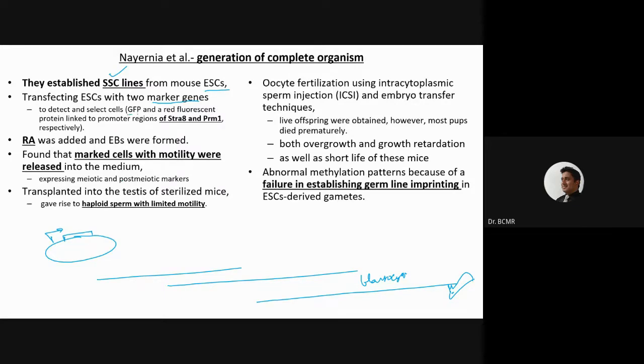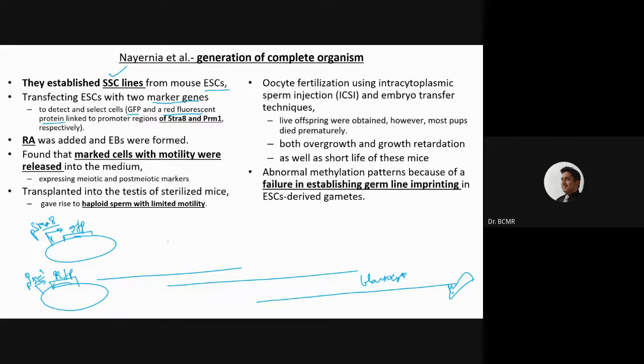They have used two proteins: GFP, green fluorescent protein, and red fluorescent protein, linked to promoters of STRA8 and PRM1. So this is the promoter for STRA8, and the other one is the promoter for, I'll put P for promoter, PRM1. STRA8 and PRM1 are markers for development into sperm. So they have put GFP here, and here they have put RFP.